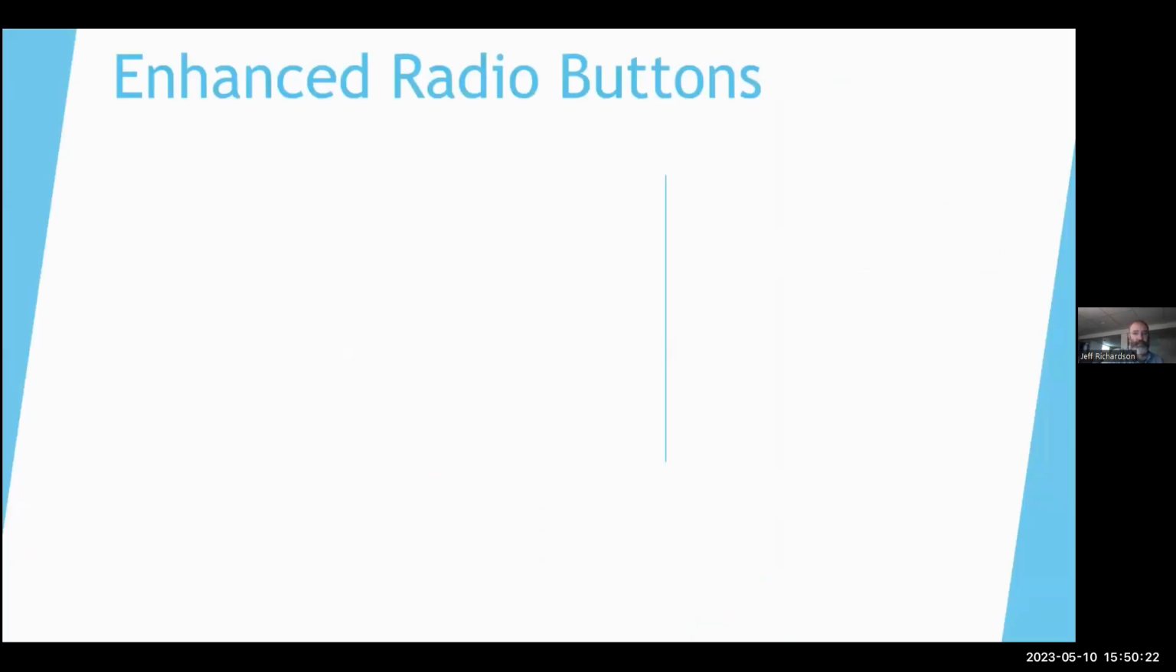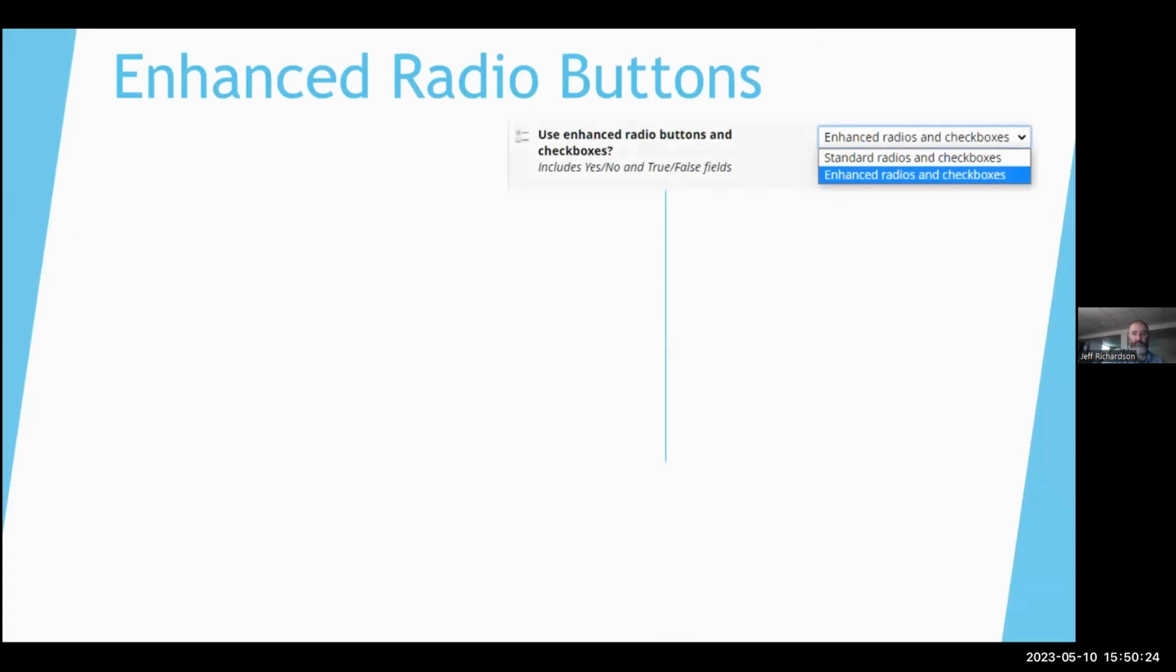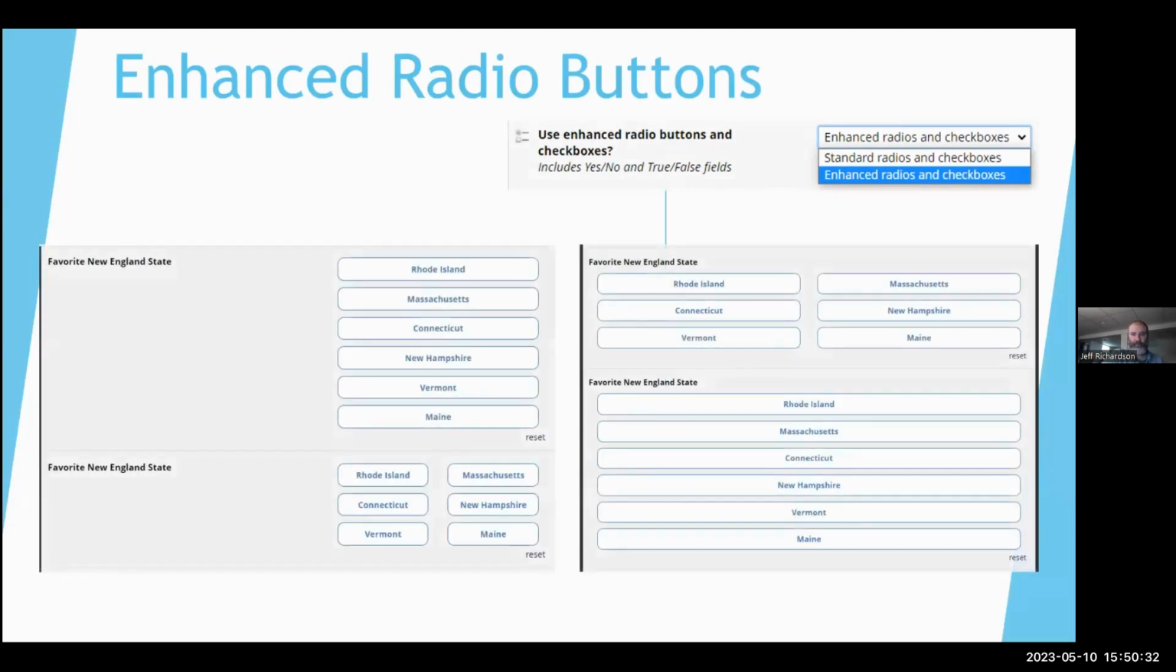Some of the beginners may not know about the enhanced radio buttons in REDCap. This can be turned on in the survey settings here. Here's our favorite question again about favorite New England state with the different layouts. There's really not a bad choice here. Actually, all 4 of them look pretty nice. And this feature is called Enhanced Radio Buttons, found in the survey settings.